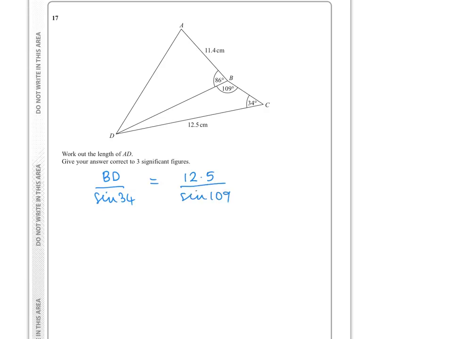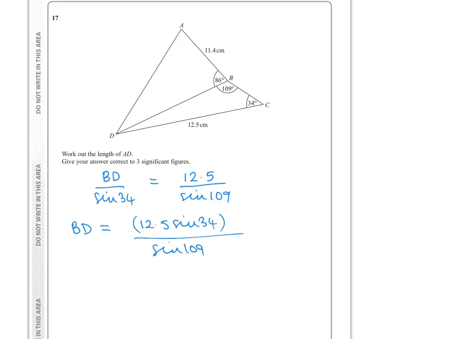Well, let's have a look in the triangle. So we've got BD, which is here. So BD over the sine of 34 will be 12.5 over the sine of 109 in triangle BCD. So we can work out BD, and that will be 12.5 sine 34, I'll do that in brackets, divided by sine 109. I'll do that on my calculator.